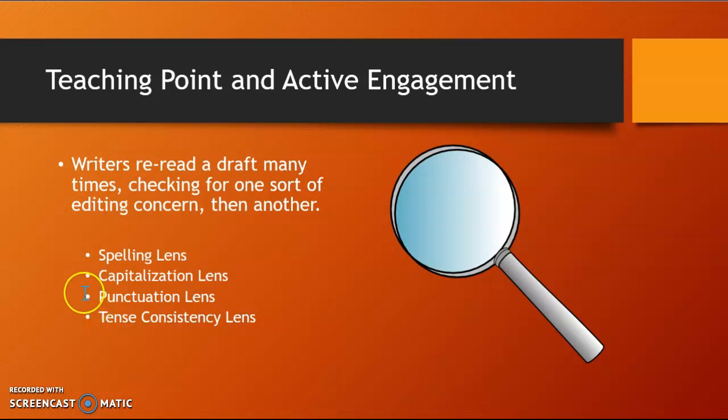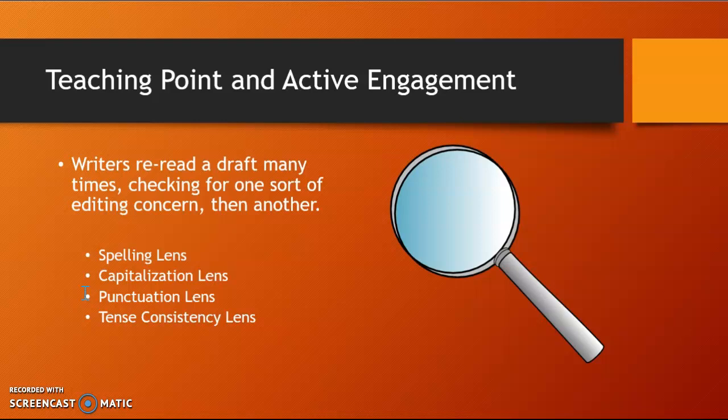Also, your punctuation lens. After you're done going through and checking for capitalization, then you're going to want to go through and check for punctuation, making sure that you have complete sentences, you have periods or question marks or exclamation points at the end of each complete sentence. You also want to check to make sure that you have commas in the appropriate places. So you're going to take a look for all of that. You're going to use that lens as well when you're editing today.